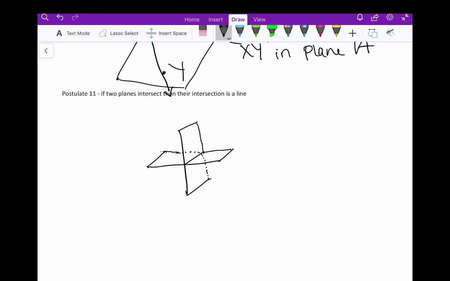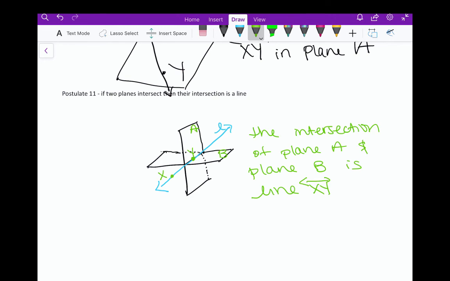That is the intersection of 2 planes. This blue line is the intersection of those 2 planes. So if I call this plane A and this plane B, the intersection of plane A and plane B is line XY, or we could also call that line L.